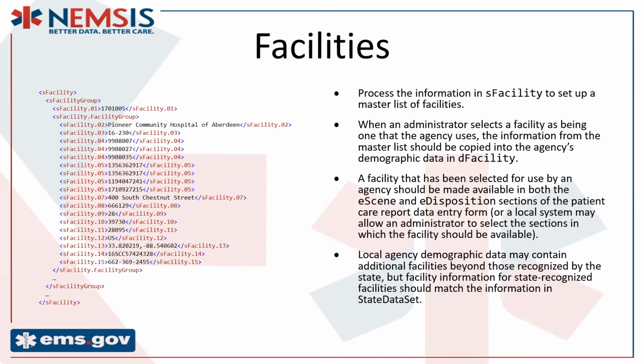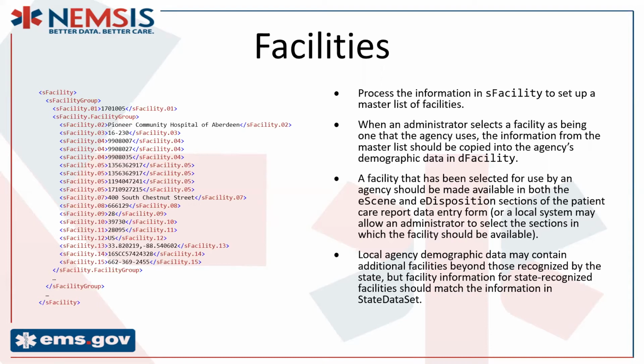And then of course, these would fill drop-down lists for both eScene and eDisposition sections of the patient care reports. And again, as with all the others, the local agency demographic data may contain additional facilities beyond those recognized by the state, but facility information for state-recognized facilities should match what's in the state data set. The name, the number, the address, all of that should be the same.